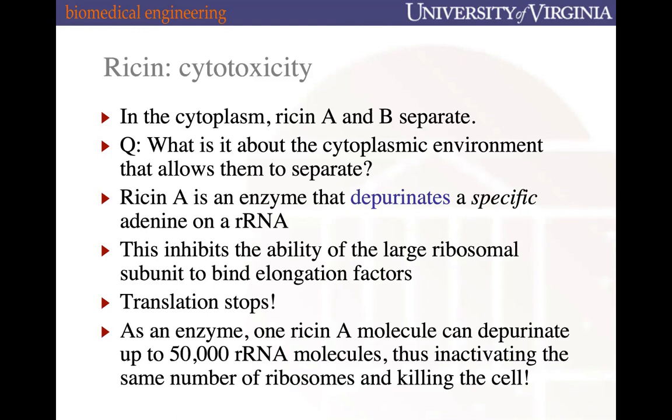And typically, one ricin molecule can depurinate up to 50,000 ribosomal RNA molecules. And we have approximately 10 million ribosomal RNA molecules per cell. And so with as few as 200 ricin molecules, it can kill a cell.